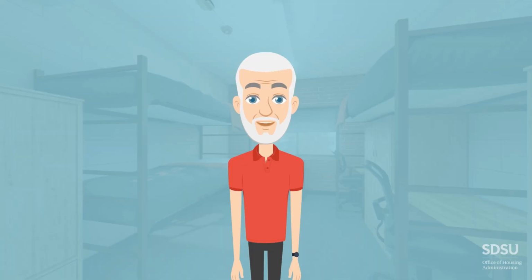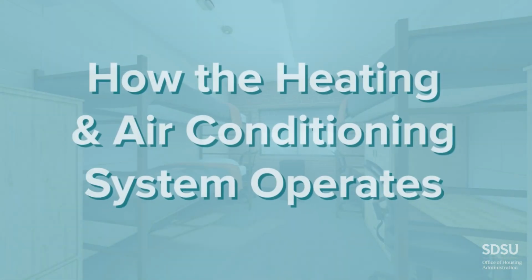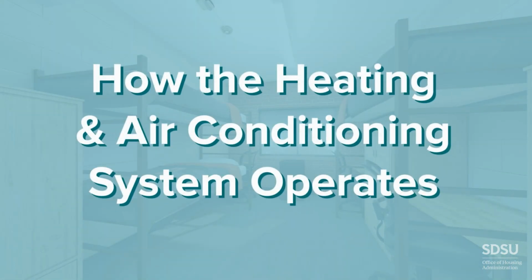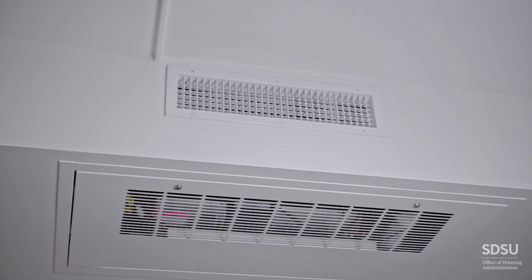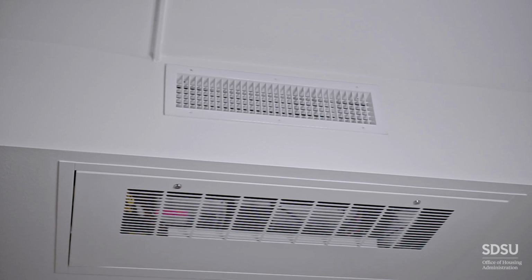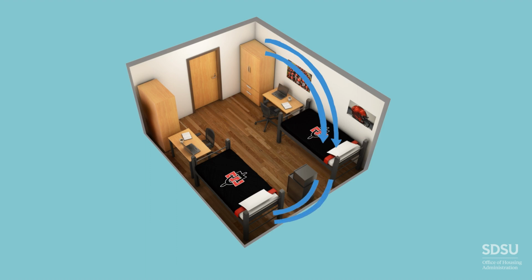Welcome to a short video tutorial on how to use the thermostat in your room to improve the comfort of your living environment. Let's start by explaining how the heating and air conditioning system in your room operates. Each room is equipped with its own HVAC unit. This means that the air that is heated and cooled is the air present in your room and is not brought in from the outside or shared with other rooms.